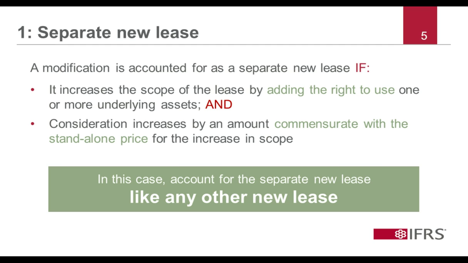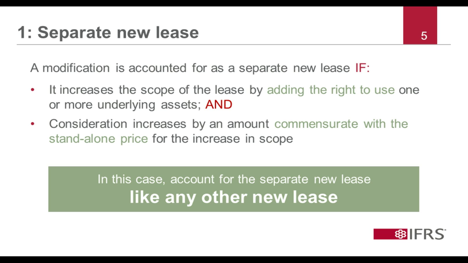So first, let's look at modifications that are accounted for as a separate new lease. IFRS 16 includes two criteria to account for a modification as a separate new lease, and both of them must be met. First, the lease modification must increase the scope of the lease by adding an additional right of use that wasn't there before. This could arise if, for example, a lease of property is modified to include an additional floor of a building.